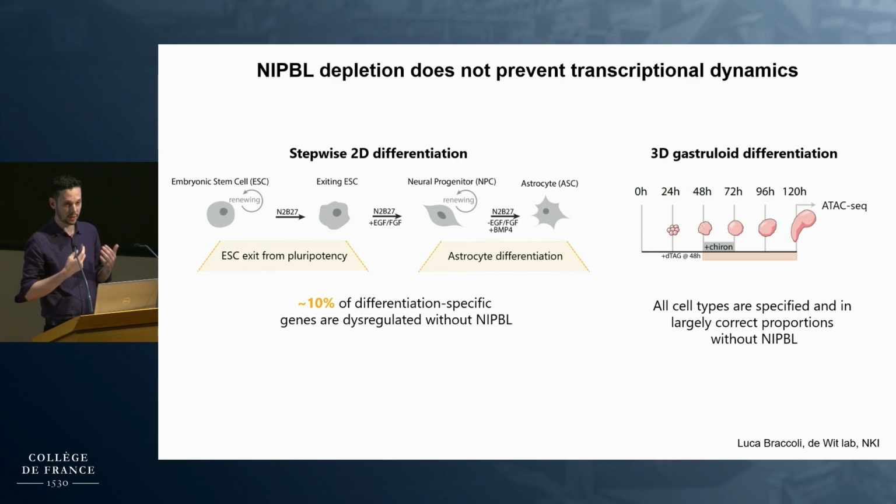And again, in all cases, we see that the cell type specific markers are, for the very large part, preserved. So loop extrusion, or proper loop extrusion, doesn't seem to be a strict requirement for the developmental dynamics. This occurs in the context of many other genes being dysregulated. Those are not specifically the developmental genes.